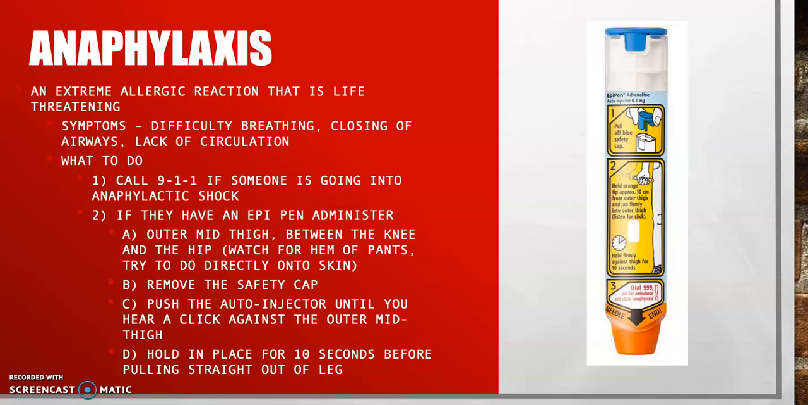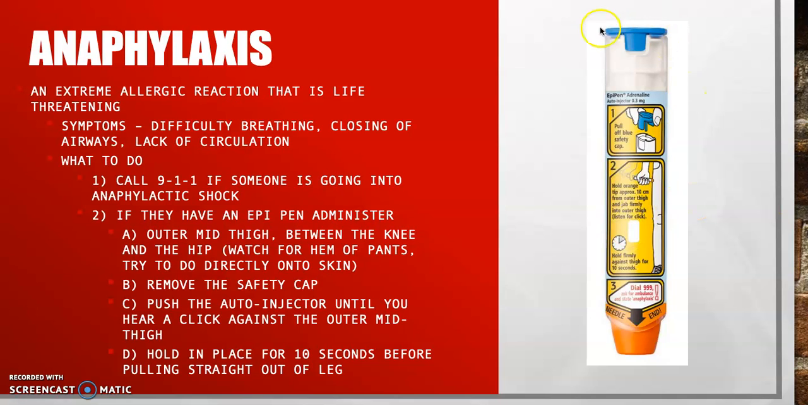So our first situation that we're going to look at is anaphylaxis, which is an extreme allergic reaction that is life-threatening. If someone's going into anaphylactic shock, their symptoms would include difficulty breathing, closing of airways, or lack of circulation. So what you should do: number 1, call 911 if someone's going into anaphylactic shock, or ask somebody else, another bystander, to call 911. Step 2, if they have an EpiPen, you need to administer it.